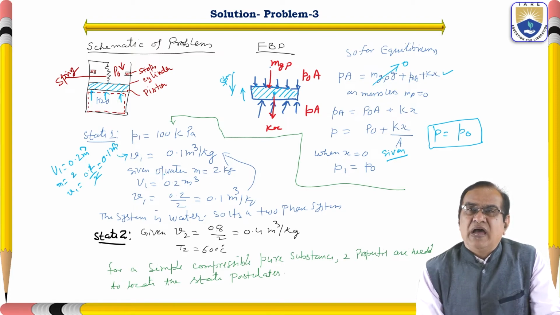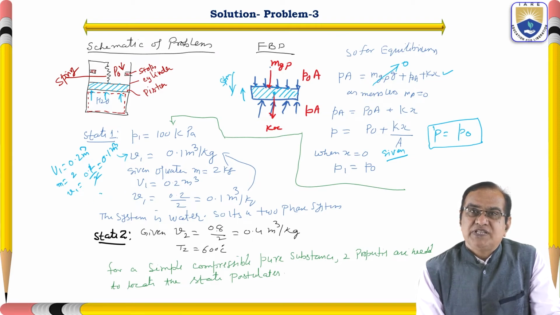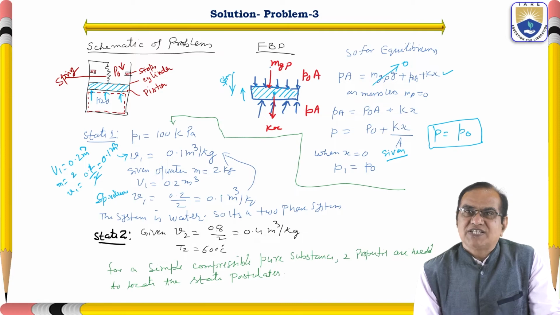The water mass is given as 2 kg. Total volume is 0.3 meter cube. This is called specific volume, and all specific volumes should be in small letter. So v1 is equal to 0.2 by 2, and you will get 0.1 meter cube per kg.